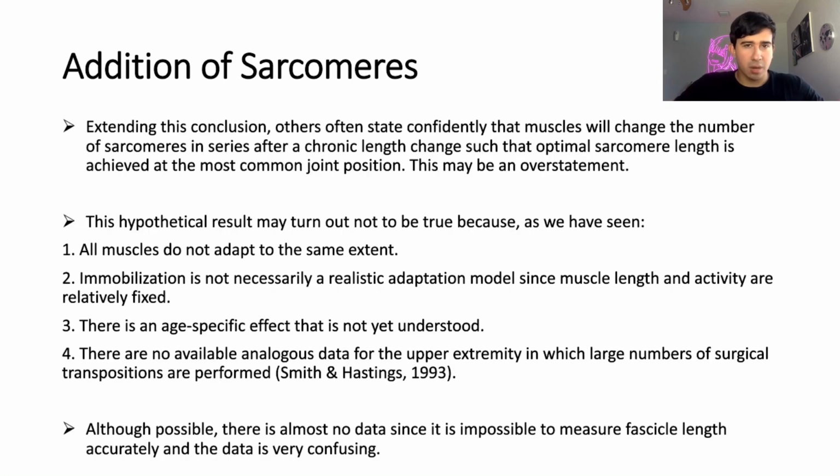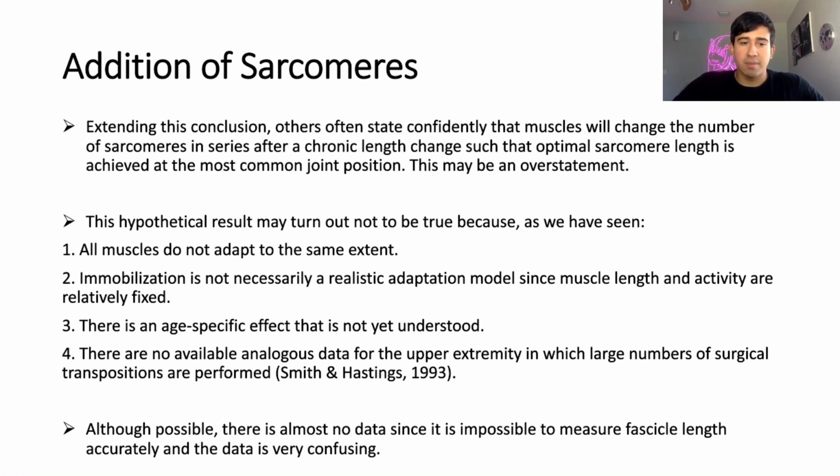Now, I do want to add a little more on this topic of the addition of sarcomeres in series. So, extending this conclusion, others often state confidently that muscles will change the number of sarcomeres in series after a chronic length change, such that optimal sarcomere length is achieved at the most common joint position. But this may be an overstatement, at least as for now.